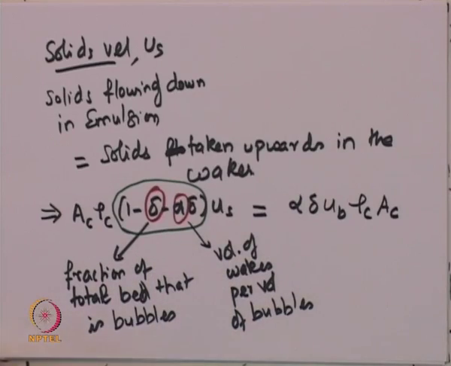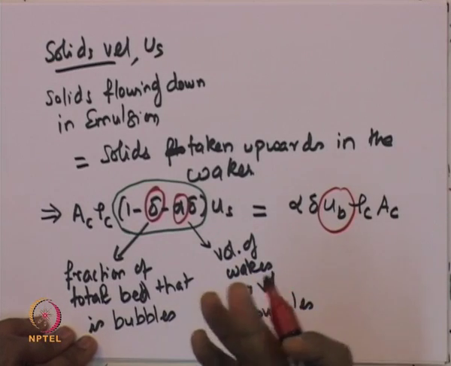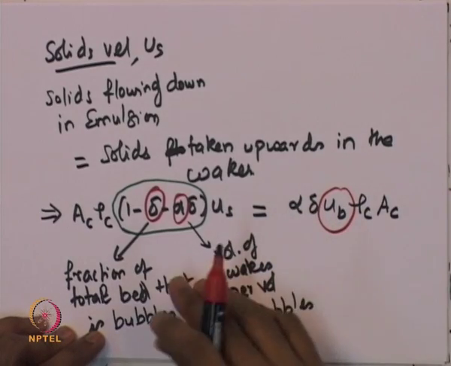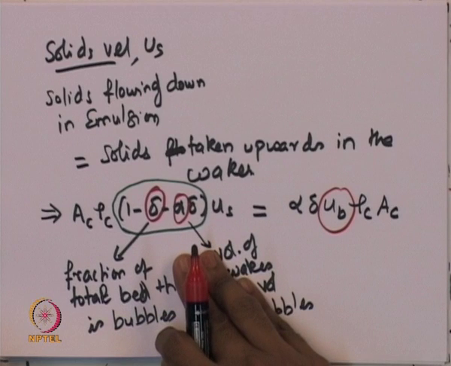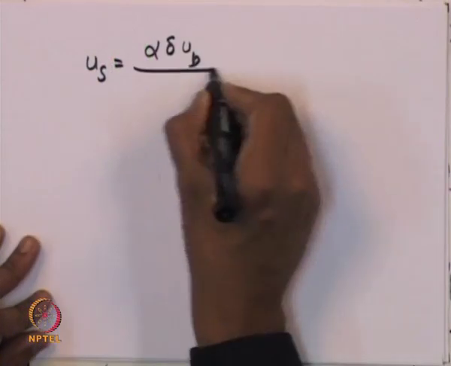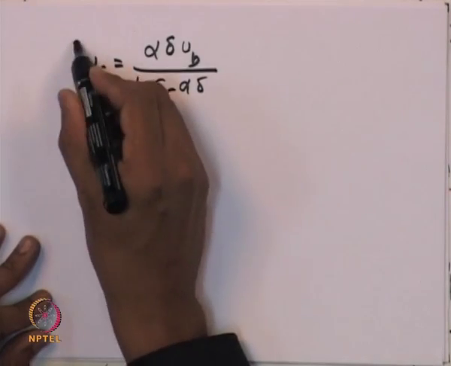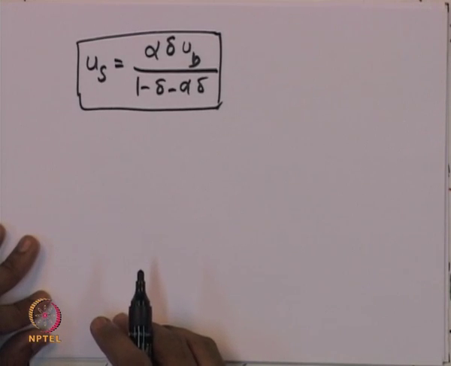And note that the UB is the bubble rising velocity, which can be obtained using the correlations, that is Mori-Wen or the Werther correlation. And alpha and delta are supposedly a known property for a particular fluidized bed reactor, and we are going to see how to estimate them. So based on this correlation, we can find that the velocity of the solids US is given by alpha into delta into UB divided by 1 minus delta minus alpha into delta. So that's the expression for the velocity with which the solid is flowing.